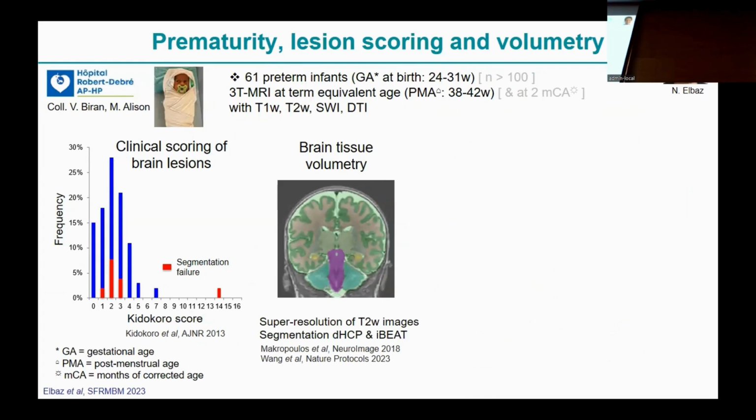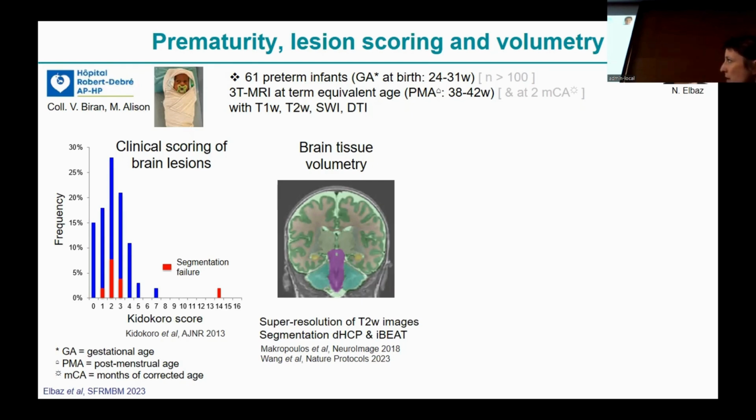And Nicolas Elbaz actually scored all the images of the babies with a score which is quite classical for preterms, which is called the Kidokoro score. So here you see the variability of the scoring among the preterms. And in parallel to this, we applied some tools proposed by other groups to reconstruct in a nice way the T2 weighted images with super resolution, and also to segment the different tissues. So we use a tool from the DHCP, but also another tool, IBIT, from another team.